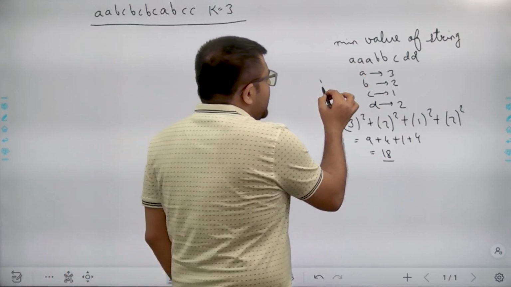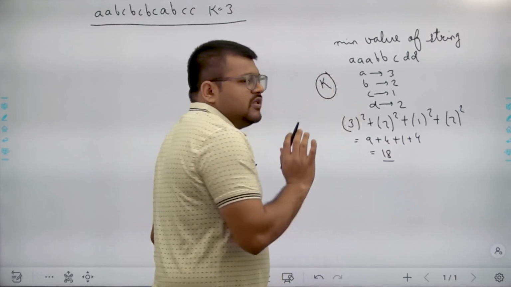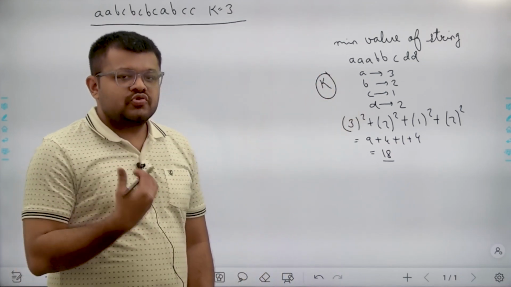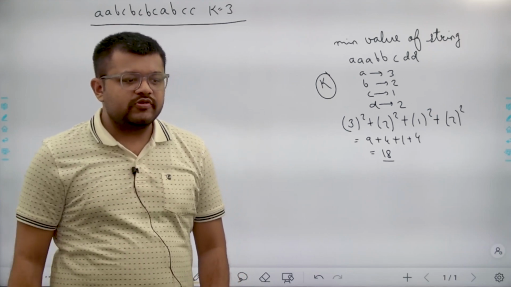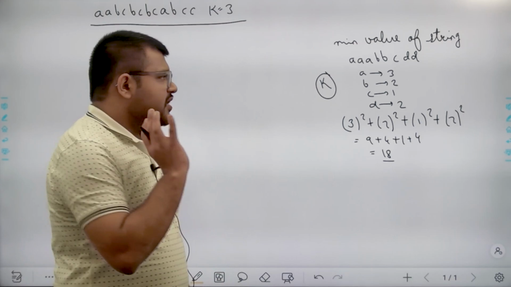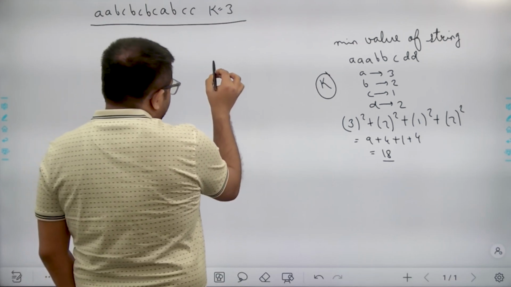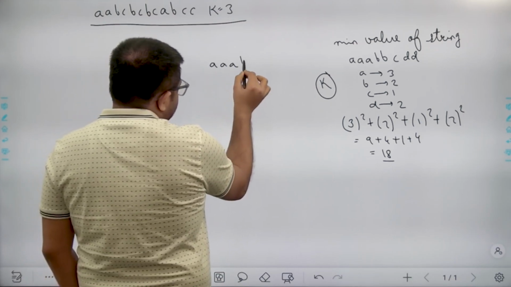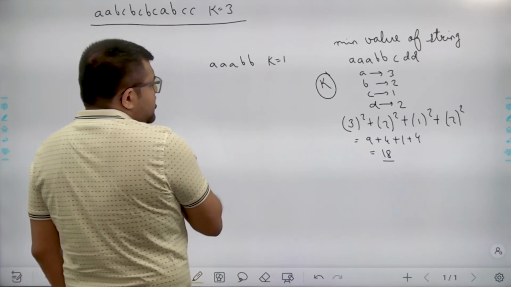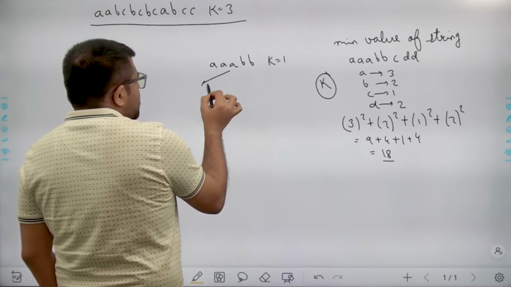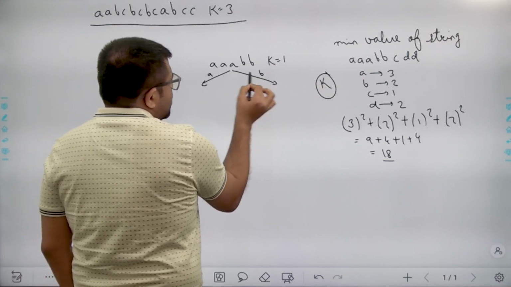I can remove any k characters. K is given in the input. Now, we need to select the optimal way to remove k characters. So how can we do that? Let us see some variations. For example, if I have a string A, A, B, B, let's say k is 1. So I will either remove A or I will remove B.